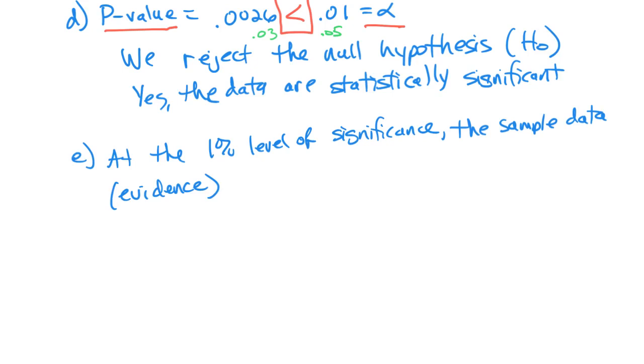So the sample data suggest that the mean weight, and now basically what I'm going to write next, I'm going to write H sub 1. I'm going to write the alternate hypothesis. If you remember, our null hypothesis was that the mean weight is 4.55 grams. The alternate was the mean weight is less than 4.55 grams.